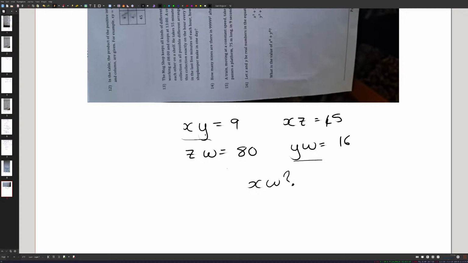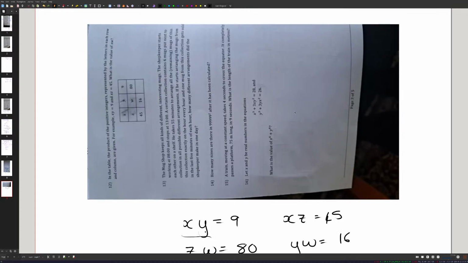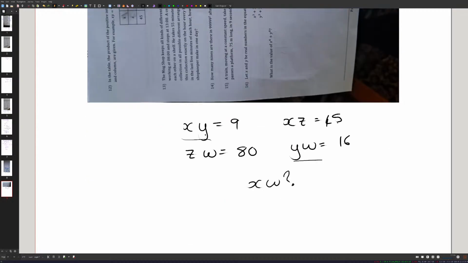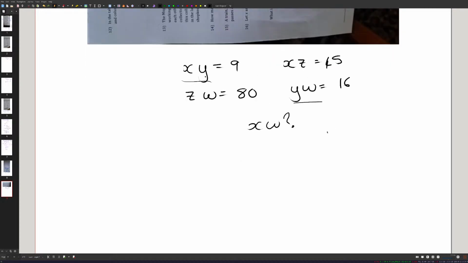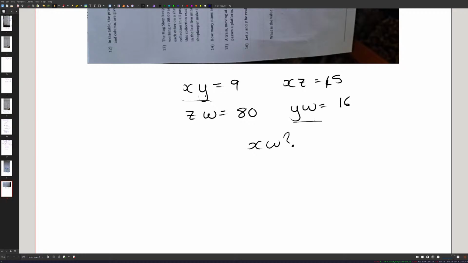Well, x is a common factor of 9 and 45, for example, and y is a common factor of 9 and 16. So y must be 1 if these are integers, or negative 1, although they say positive integers. So I wonder if this question's actually only solvable if we use that these are positive integers, or if this was meant to just be some algebraic manipulation. But cool, let's use all the information they give us.